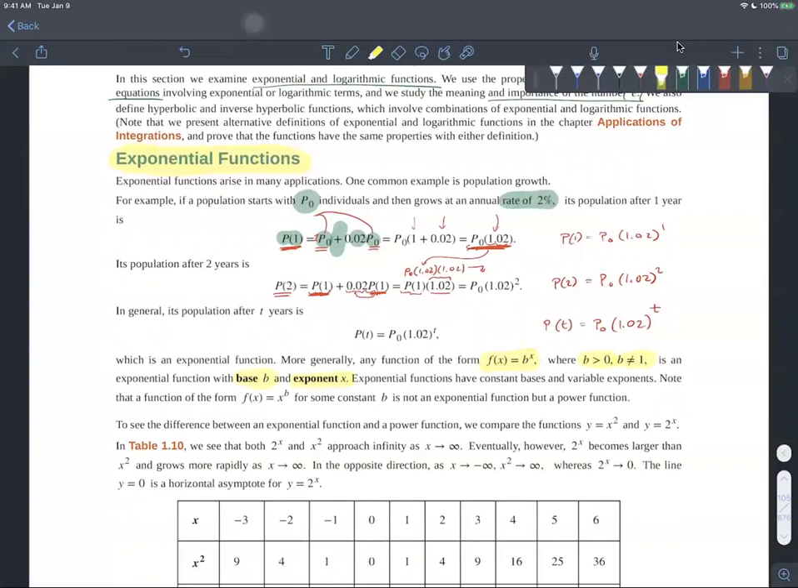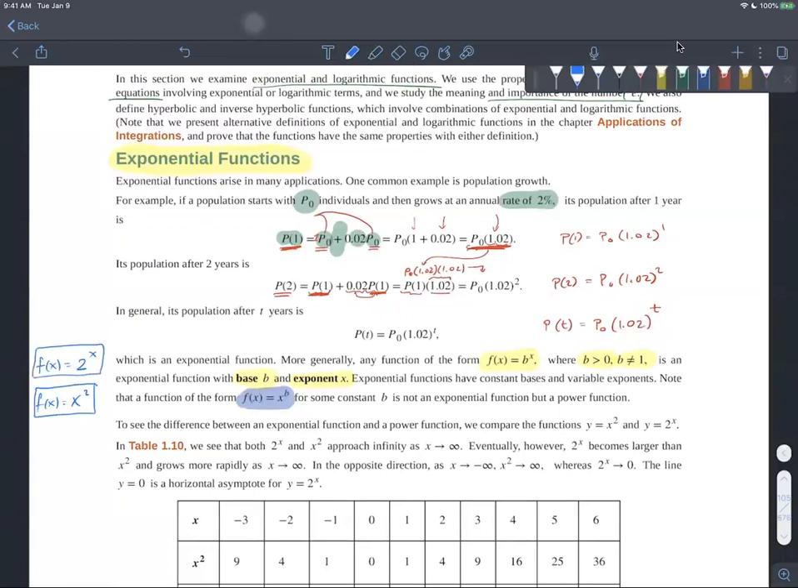Note that a function of the form f of x equals x to the b, for some constant b, is different. Let me do the exponential first: that would be f of x equals 2 to the x, and then f of x equals x squared. You know what this is. This is a parabola here, and that is an exponential function.